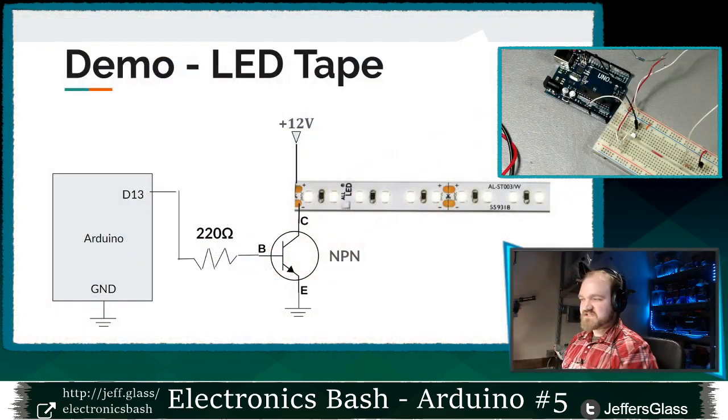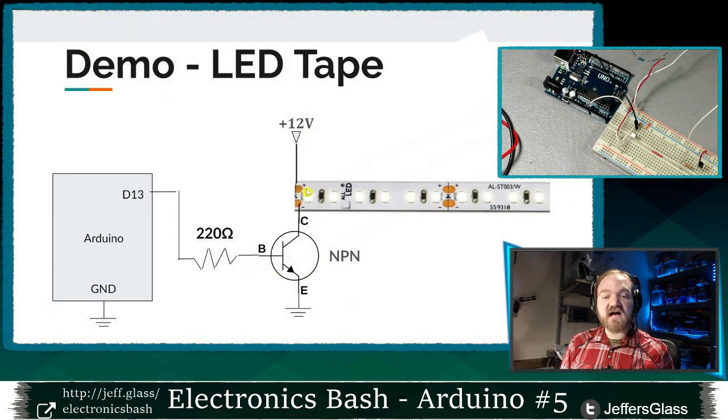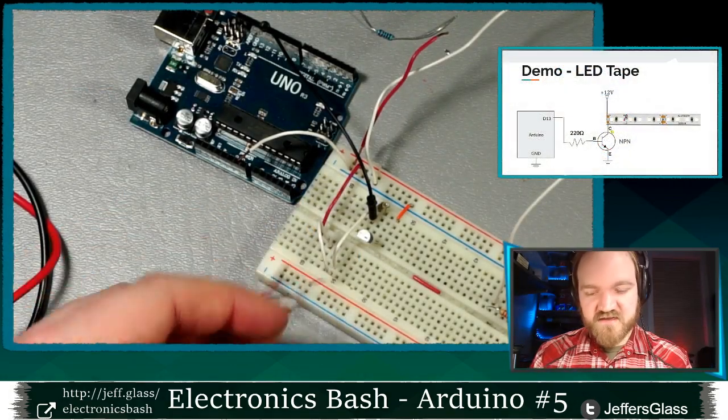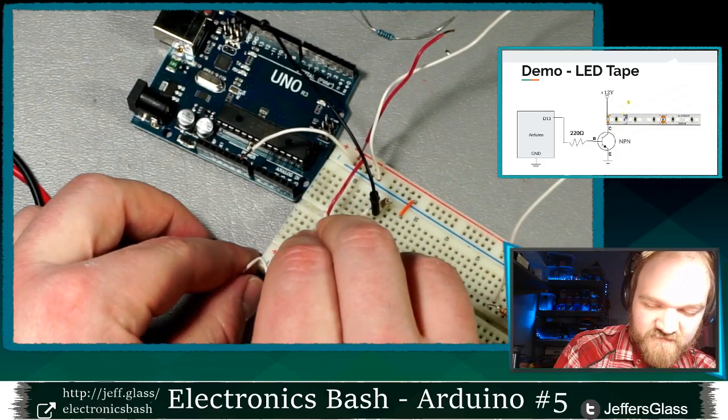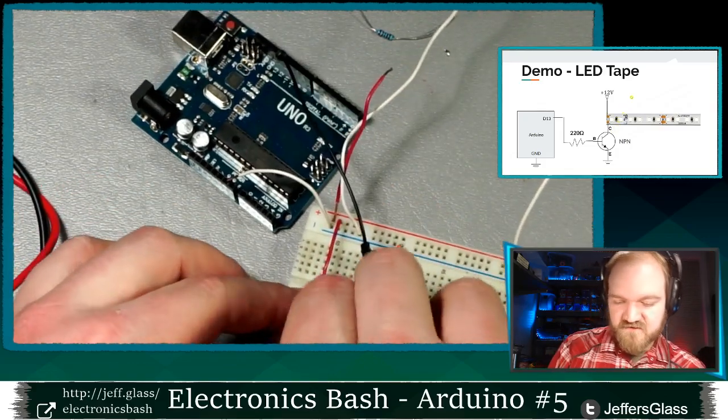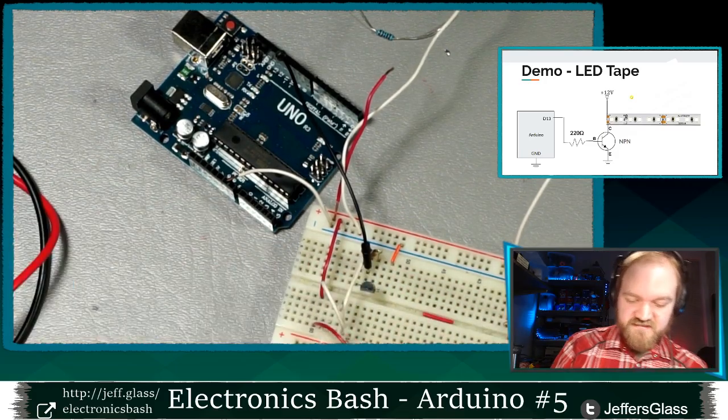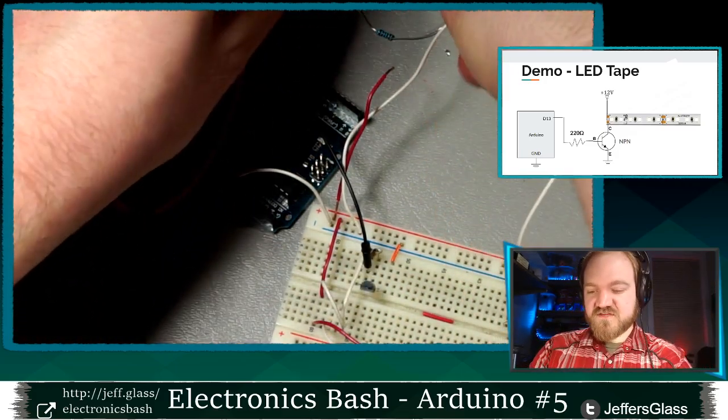So just to show you the circuit diagram again, I'm going to make sure that the positive port on my LED tape is connected to my positive voltage, and the negative side is connected to the transistor in this case. So on the table here, take my red wire, my positive wire, plug it in there, take my negative side, plug it into the collector of the transistor.